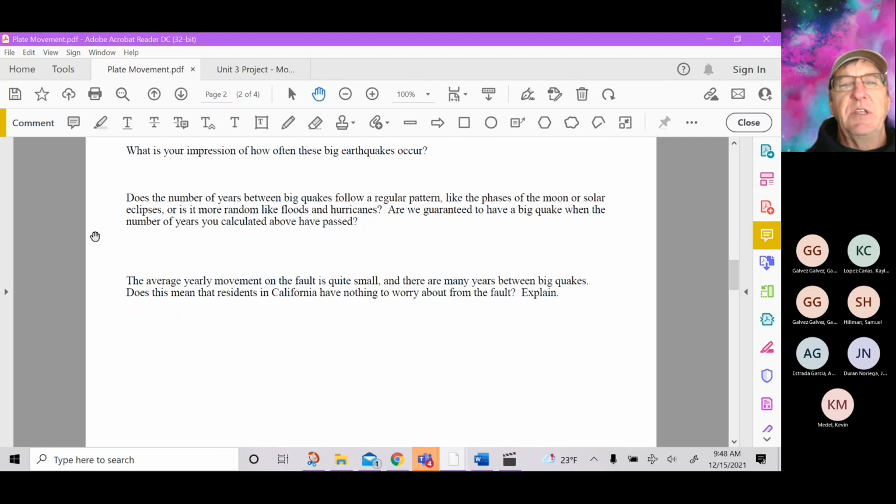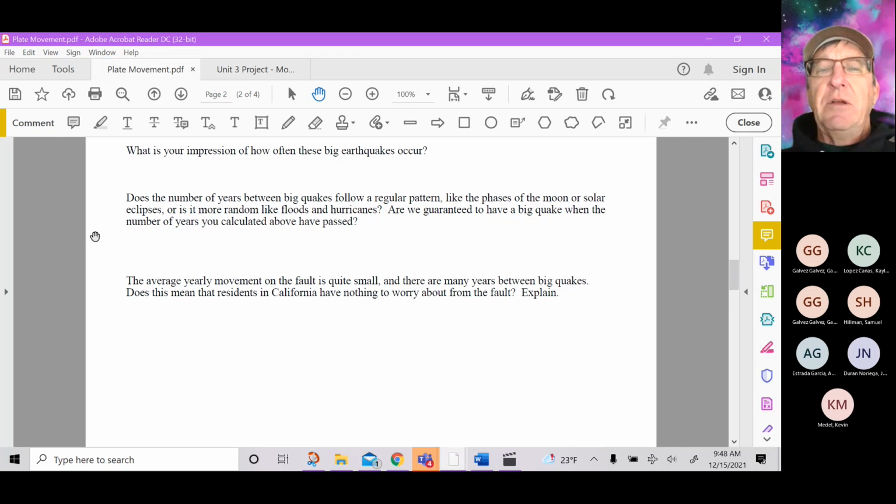Next, does the number of years between big earthquakes follow a regular pattern like the phases of the moon or solar eclipses? We can predict when those are going to happen. Those we know are going to happen on these days, and we can predict well in advance. Like there was a solar eclipse that just occurred in Antarctica, and a lot of people went down there to see it. They were able to plan ahead because they know exactly when it's going to happen. It follows a regular pattern. The phases of the moon, that's once a month, it's a full moon again. So very regular pattern. So are earthquakes like that?